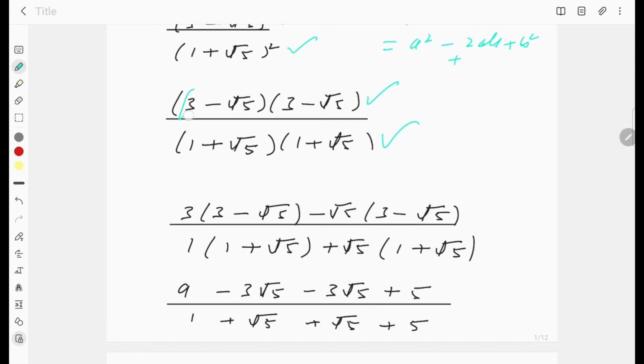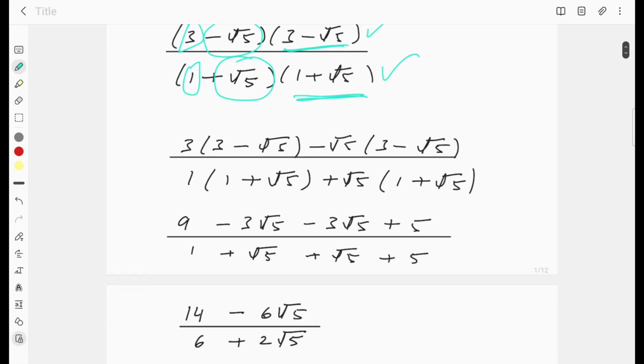the bracket. First I take this term and multiply by the whole bracket, 3 minus under root 5. Then I take the second term with the sign and multiply by the same bracket. The same I will do in the numerator. I will take 1 and multiply by the whole bracket, and then I take plus under root 5 and multiply by the whole bracket.